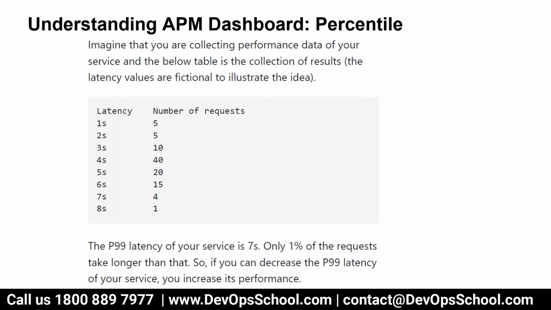Generally what I do, I sort the numbers, the 7 seconds. Look at this, I saw 7 seconds. Why 7 seconds? Here, look at the number of requests, 5 to 4. That is the 99%, right? And what is the latency that 99% of the people got? 7 seconds.